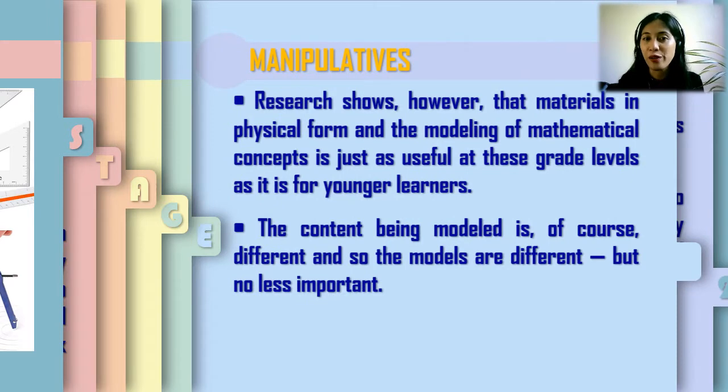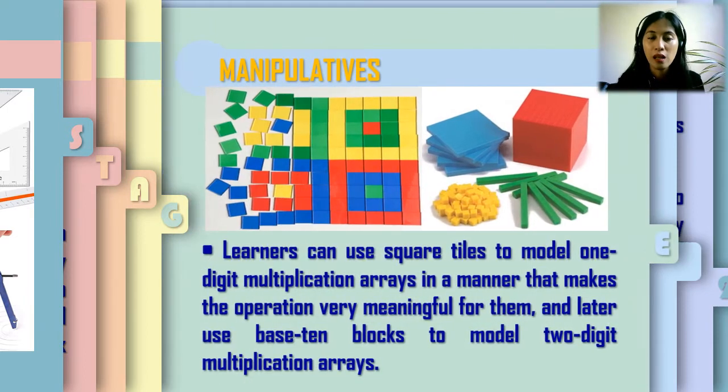Research shows, however, that materials in physical form and the modeling of mathematical concepts is just as useful at these grade levels as it is for younger learners. The content being modeled is of course different, and so the models are different, but no less important. So learners can use square tiles to model one-digit multiplication arrays in a manner that makes the operation very meaningful for them. And they could also use base 10 blocks to model two-digit multiplication arrays.